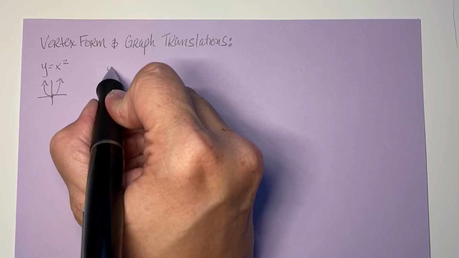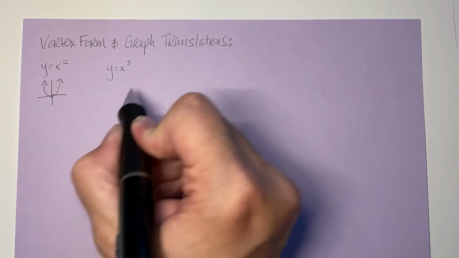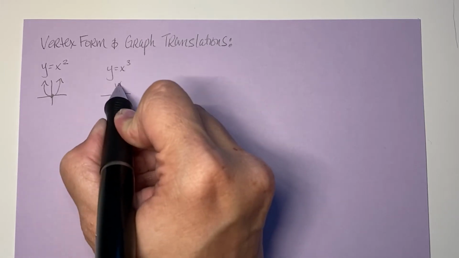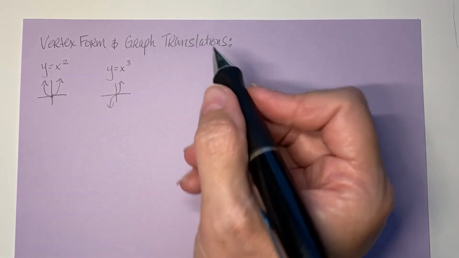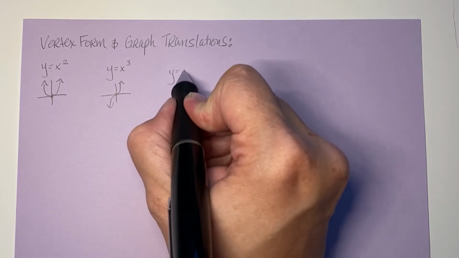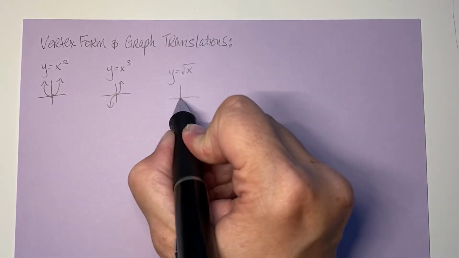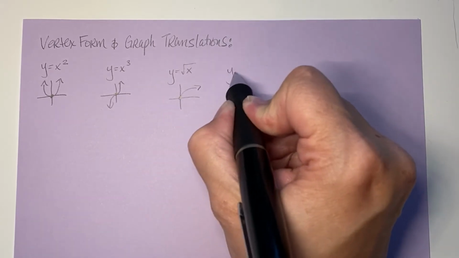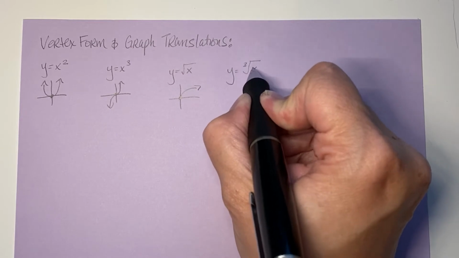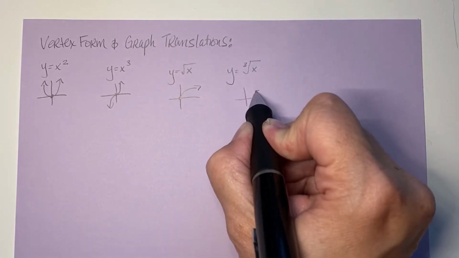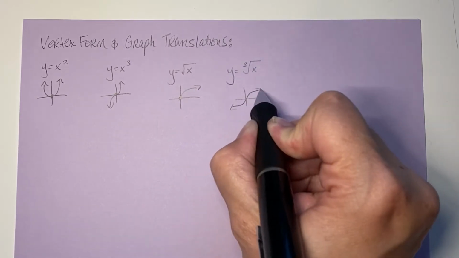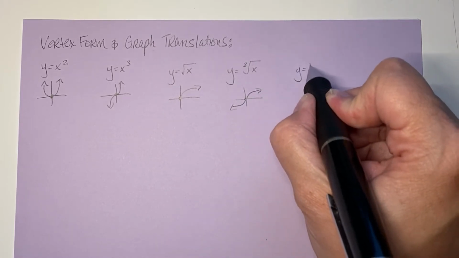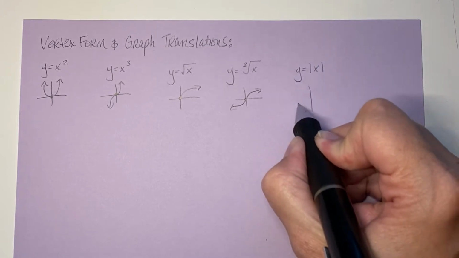Our next one is y equals x cubed, which again has a vertex at 0, 0. Y equals the square root of x, which looks like that. Y equals the cube root of x. And y equals the absolute value of x.